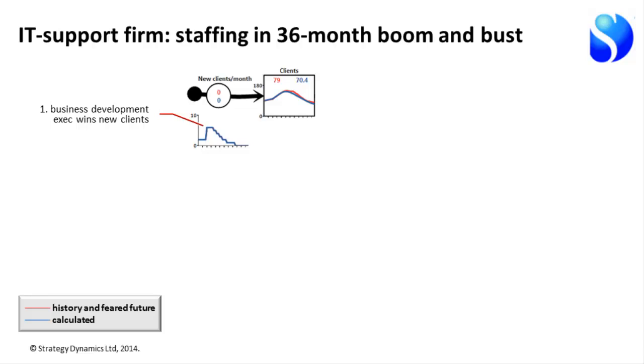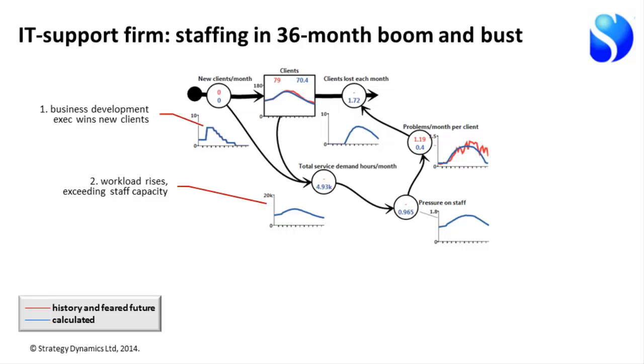And at first, he was quite successful for about 3 to 6 months. But you'll notice that the stock of clients grew up to, I think it grew up to about 100 something, but then it started to fall. So if the guy's been winning customers on the left-hand side, the only way it can fall is if what? Something else must be happening. They're leaving. Yeah, we're losing customers. So why are we losing customers?